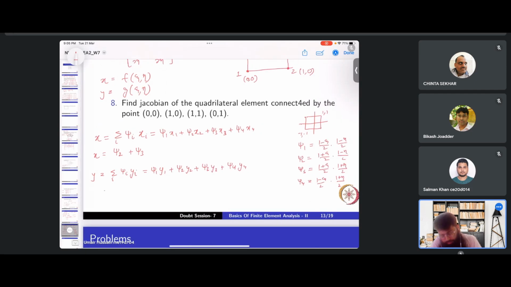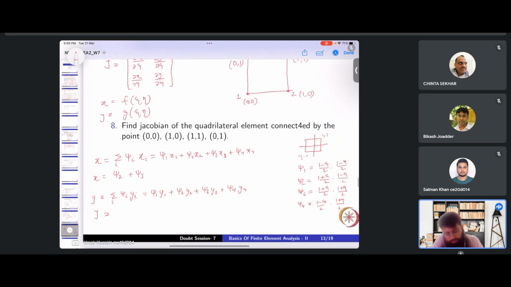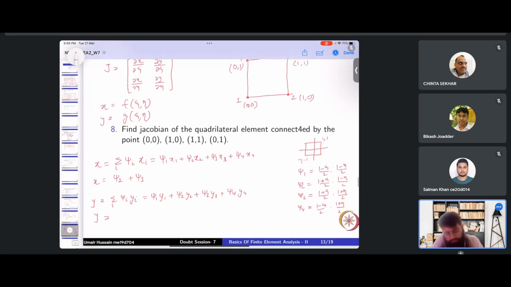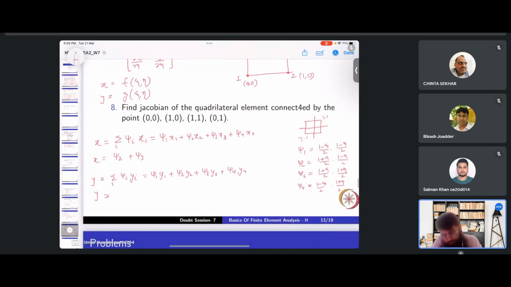Y1 is 0, so the psi 1 term is gone. Y2 is also 0, so psi 2 is gone. Y3 is 1 and y4 is 1, so we are left with psi 3 plus psi 4. Again, if you substitute the values of psi 3 and psi 4 from here, you'll get some function. I think this is easier to predict. 1 plus eta by 2 would be common, and then 1 plus zeta by 2 and 1 minus zeta by 2 would add up to just 1.